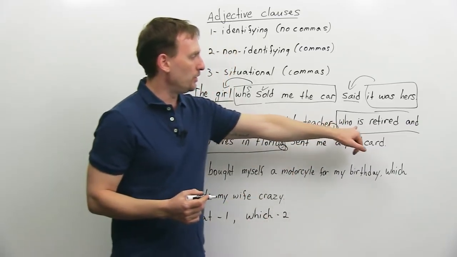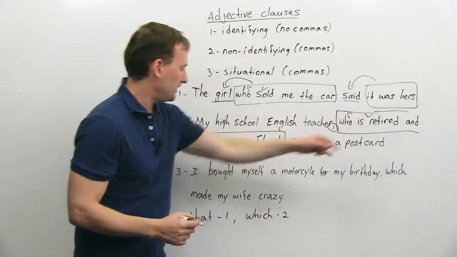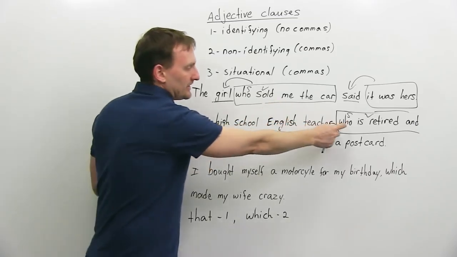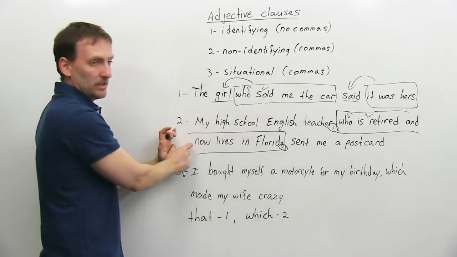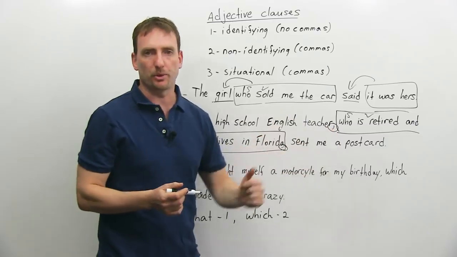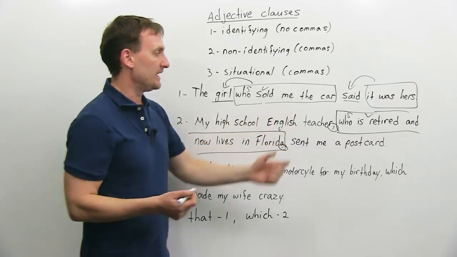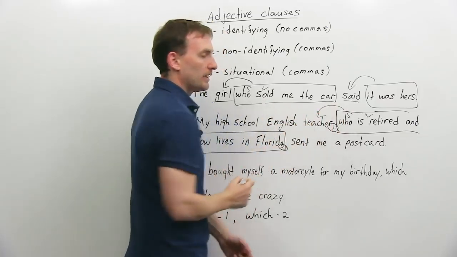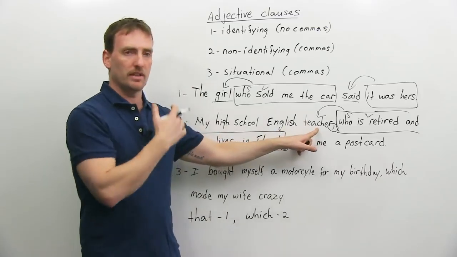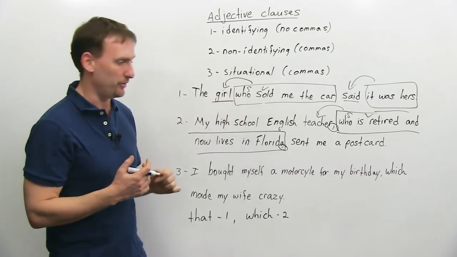Okay? Who is retired? So again, I have my subject and my verb. And who now lives in Florida. Because of the and, I don't need to say this again. This just carries over to here. Who is retired and who now lives in Florida sent me a postcard. Between commas, just extra information. Okay? But it is still telling you something about my English teacher. It is still giving you information about the noun that came before it. Just like this one tells you something about the noun that came before it.